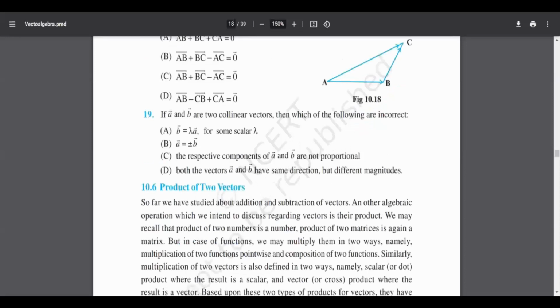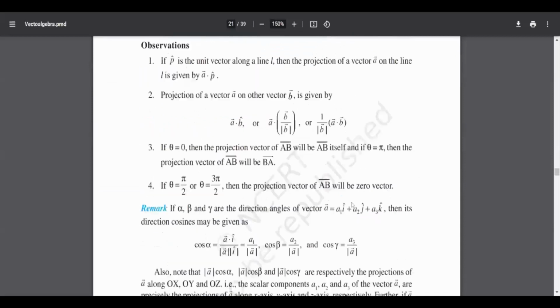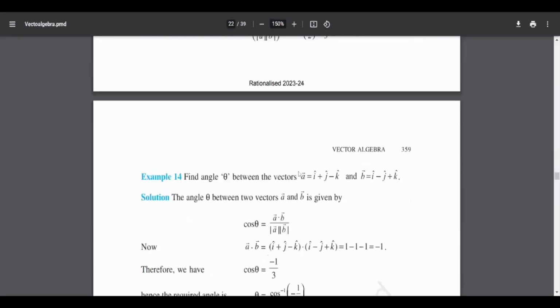So we have completed exercise number 10.2, and now what is left are exercise 10.3, 10.4 and the miscellaneous exercise. So let us move on to exercise number 10.3.